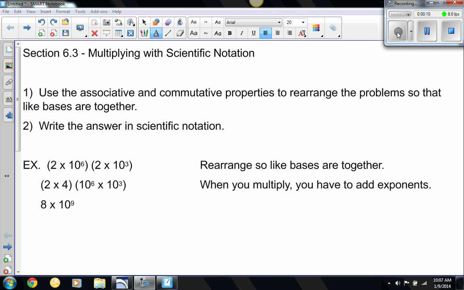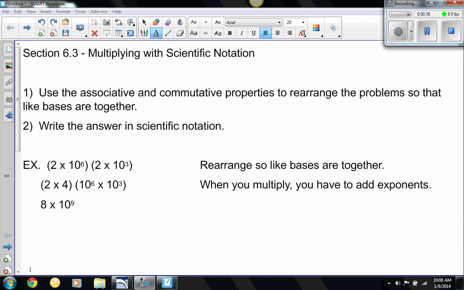Hello 8th graders, your new video is going to be over section 6.3 from the book, which is multiplying with scientific notation. There are two basic rules that we're going to use. The first one is we have to apply or use the associative and commutative properties so that we can rearrange the problems in order to put the bases, like bases, together. And once we have the like bases together, we're going to go ahead and multiply and then write the answer in scientific notation.